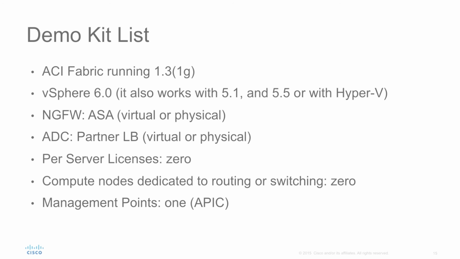this demo works just fine, just as well, with vSphere 5.1, 5.5, or Microsoft Hyper-V. A next generation firewall, we used ASA in our case. It could be virtual or physical. An ADC, we can use any of the partner load balancers, virtual or physical. And there are no licenses required per server. The ACI fabric does not require any per server licenses. Also, there are no requirements for any compute nodes to do routing and switching. And finally, a single management point for all overlay and underlay configurations and provisioning is required, the APIC.